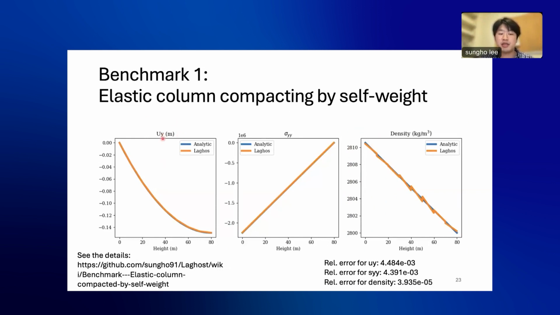This is the particle displacement. This is the particle stress, the sigma YY component, and that is density. Because LAGHOS solves the volume change exactly, the mass balance, density should be increased at the top. So we can also see density variation over the height. Displacement and stress look good, but density shows a little zigzagging pattern.